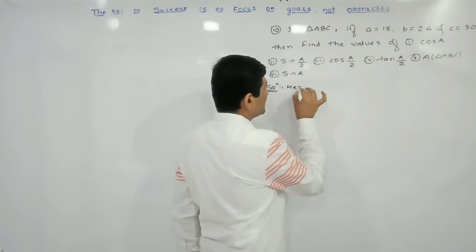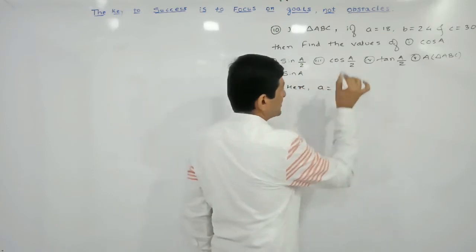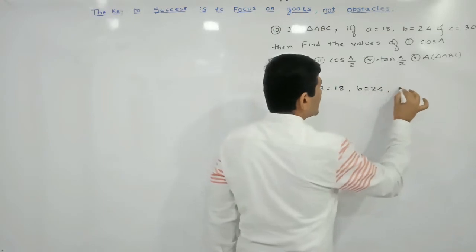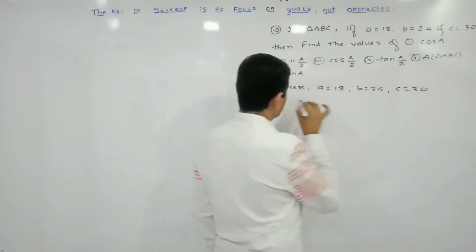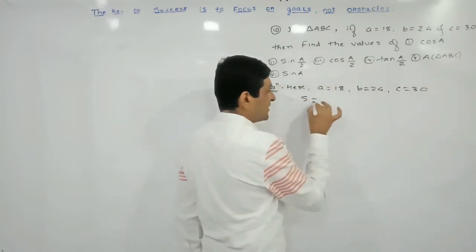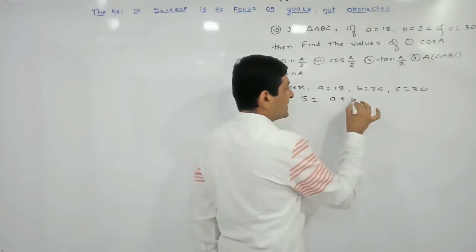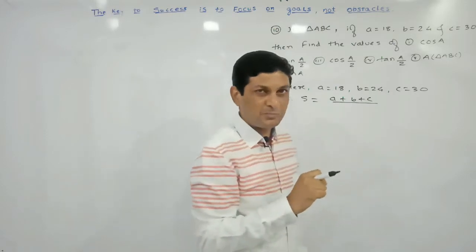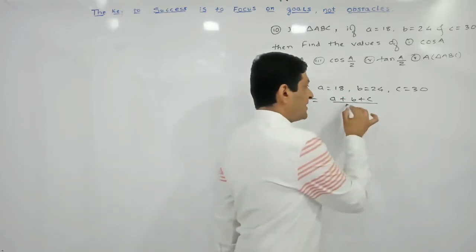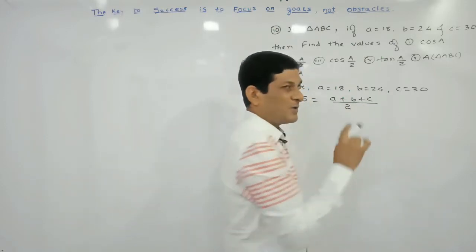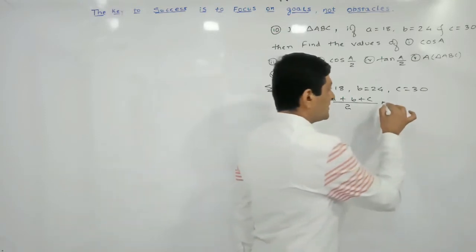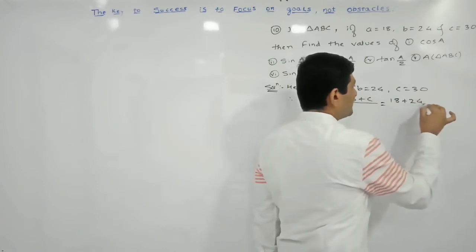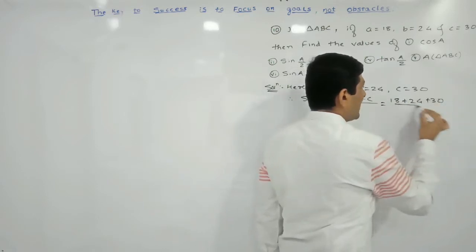So first observe what the given condition is. Here it is given to us that A is equal to 18, B is equal to 24, C is equal to 30. Therefore S can be found out. What is the value of S? A plus B plus C, the sum of three sides, means perimeter. If we divide it by 2, we will get semi perimeter. So replace A by its value 18, B by 24, C by 30, upon 2.